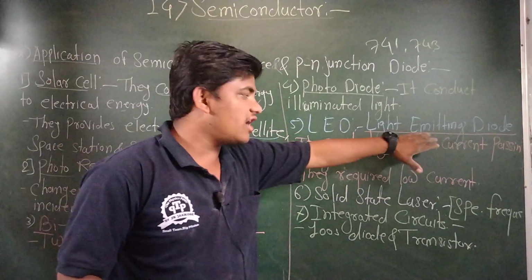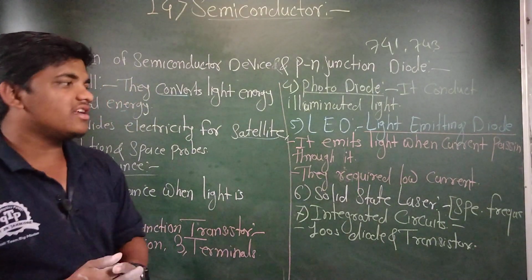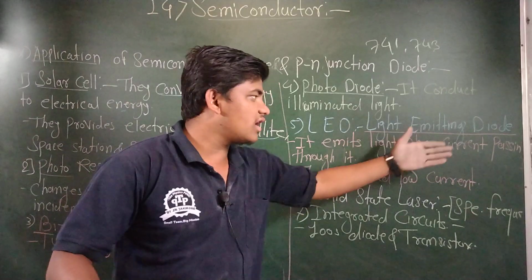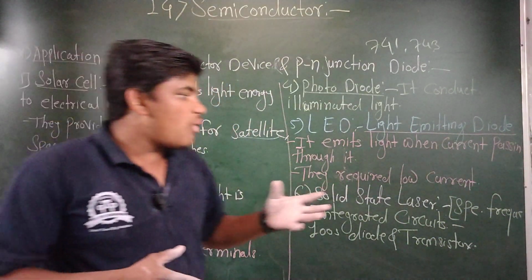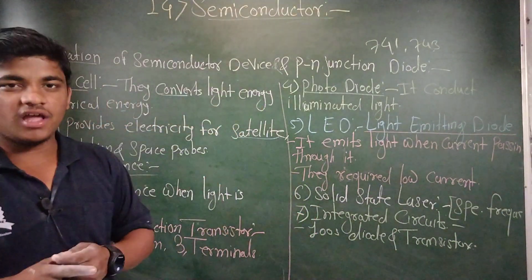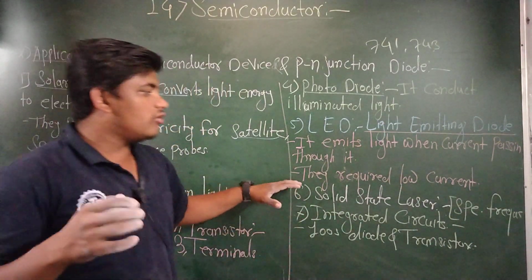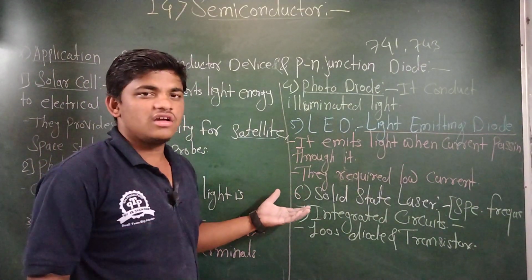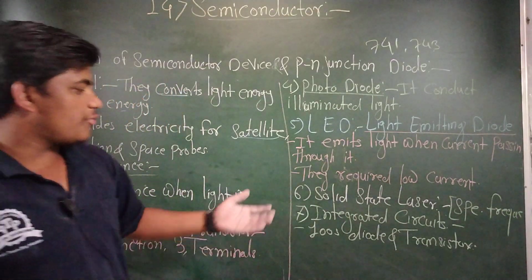LED means light emitting diode. Remember this for the MCQs. It emits the light when current is passing through it. The semiconductor emits the light when current passes through it. They require low current and they have more lifetime. They consume low energy, have more lifetime, are light in weight and small in size. These are some uses of semiconductors.